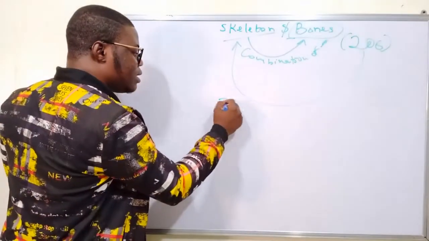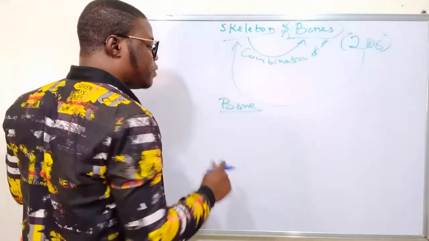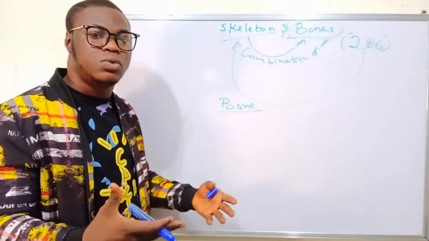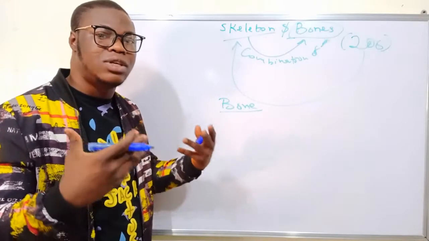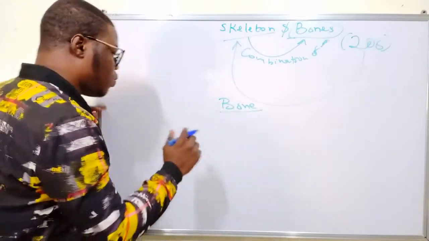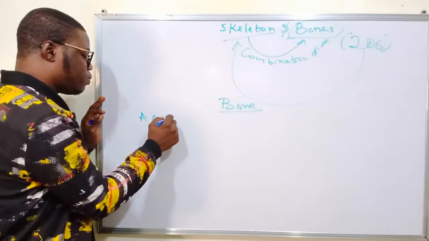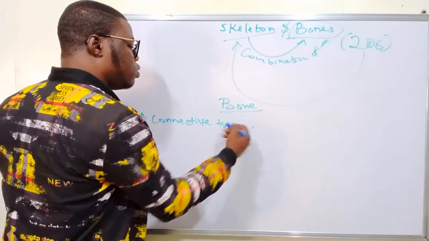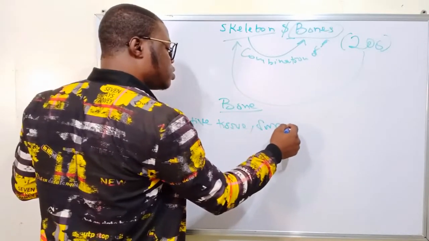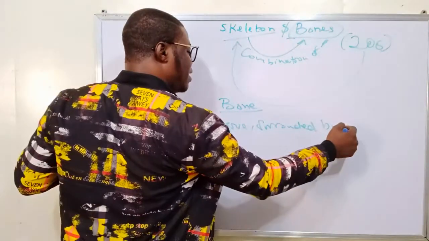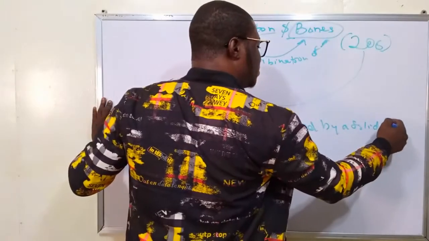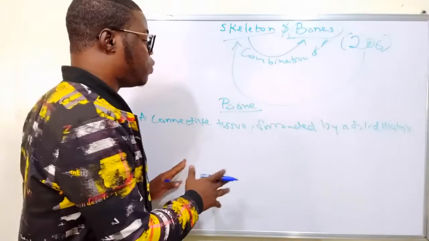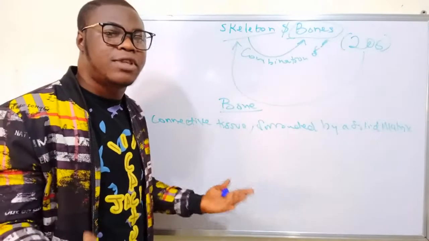Now, let's start from the bone proper. So, what is a bone? A simple definition of a bone: you can just say a bone is a connective tissue surrounded by a solid matrix. So it's a connective tissue surrounded by a solid matrix. So that is the simple definition for bone.